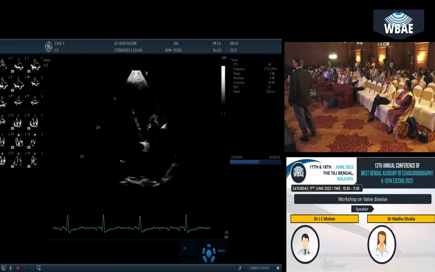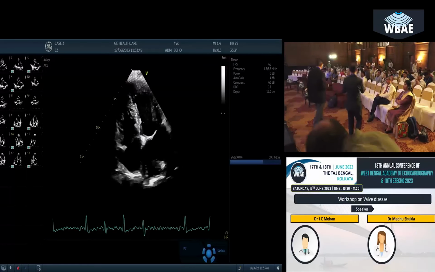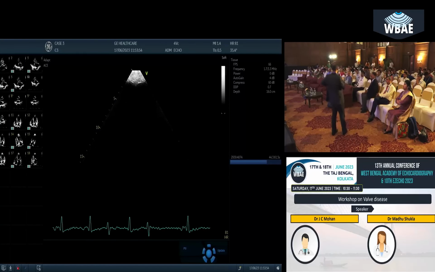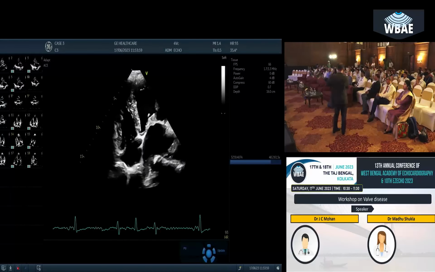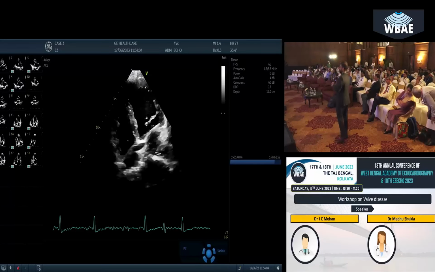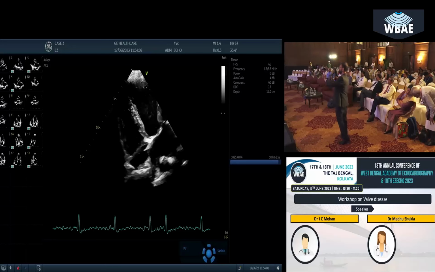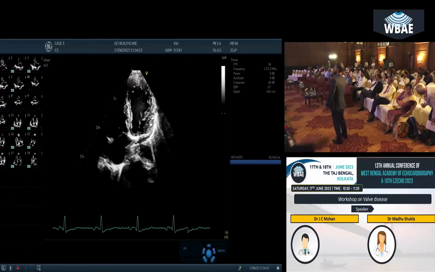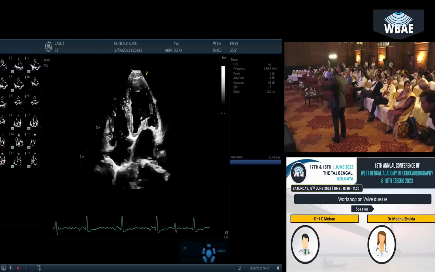So now, we got LV, we got LA. Now how to get a good RV view? The earlier recommendation for getting the RV view was that we go medially from the apex. But now they have changed that we have to go more laterally and turn the probe counterclockwise. So can you show both the views, Dr. Madhu? Let's go to LV apex. And she goes medially and she gets the RV.